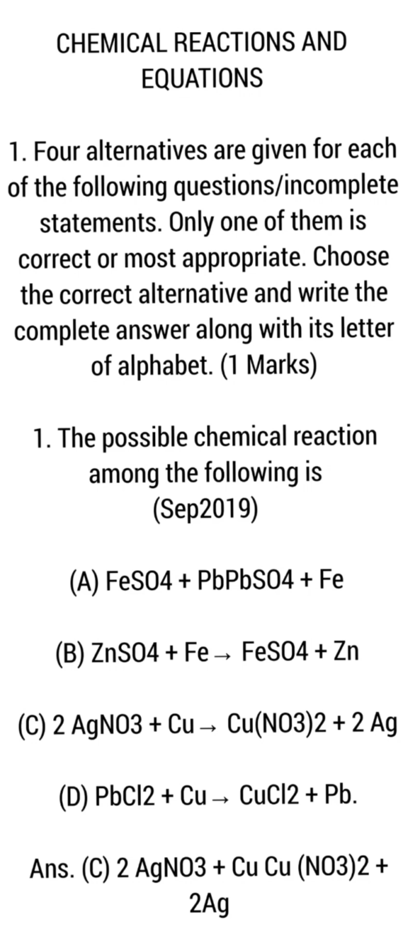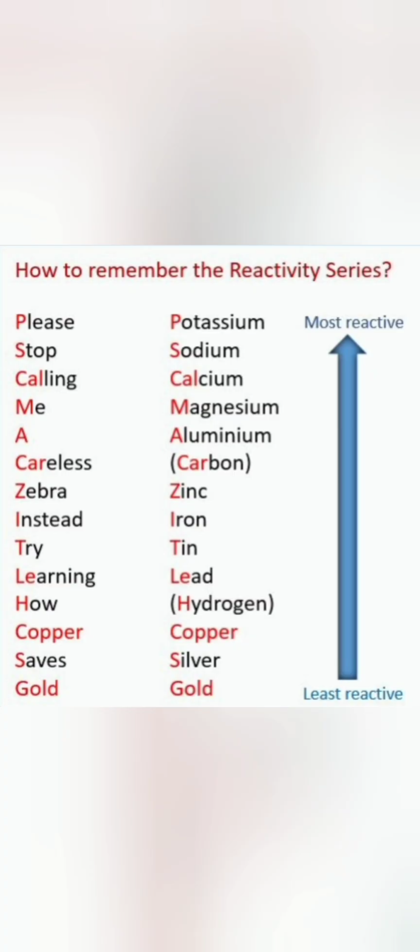To understand this question, we have to understand the reactivity series of metals. Reactivity series is the arrangement of metals in the descending order of their reactivities. It means the least reactive metal is placed at the bottom and the most reactive metal is placed at the top. For example, potassium is the most reactive metal and it is placed at the top, and gold is the least reactive metal and it is placed at the bottom.